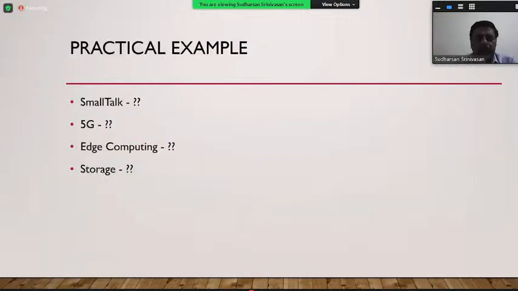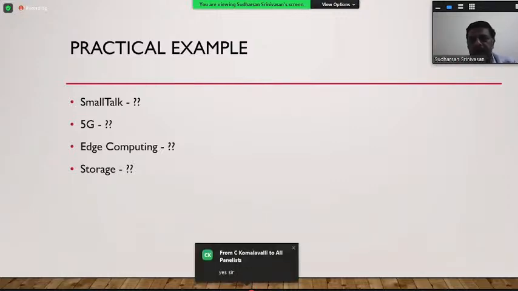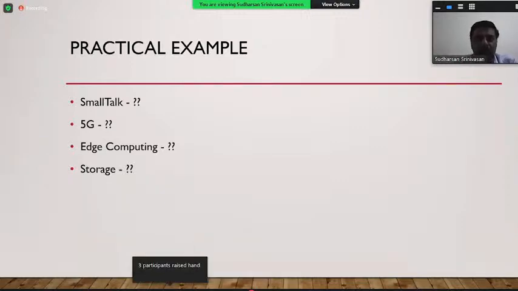So let me talk about a practical example. How many of you have heard about a programming language called Smalltalk? Raising hands or something will help me so that I'll have an interactive session. Have you heard about Smalltalk? Anybody raising hands saying that I've heard? Okay. Oh, good. So do we know why a Smalltalk language is required?